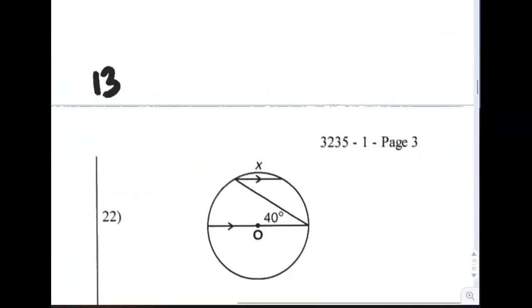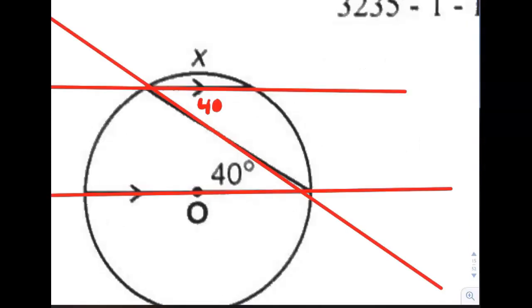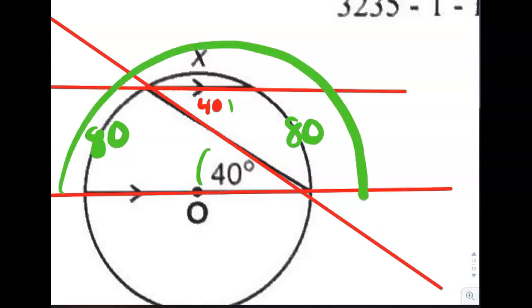Same thing happens here. An interior here and here. So these would be 80. 80 and 80 is 160. So that top part is 20.